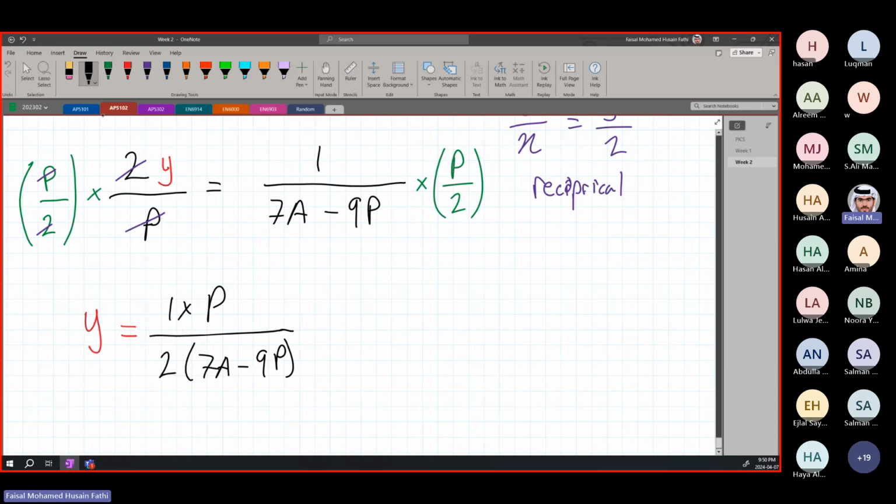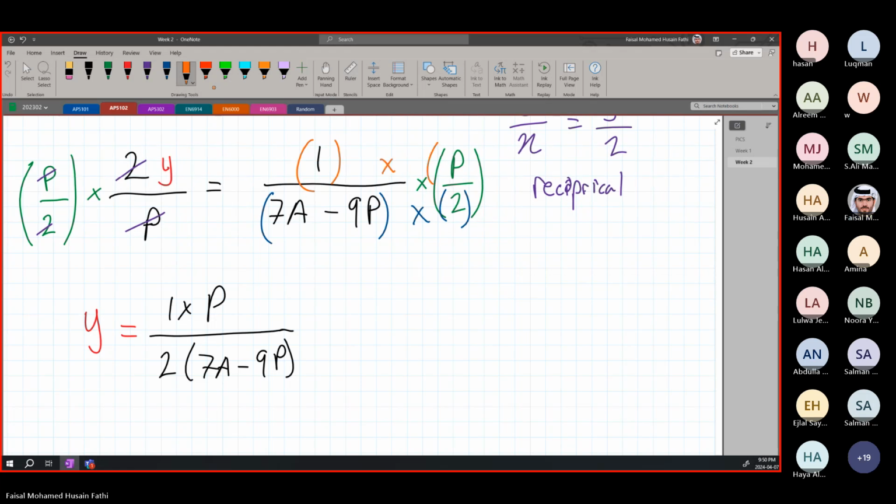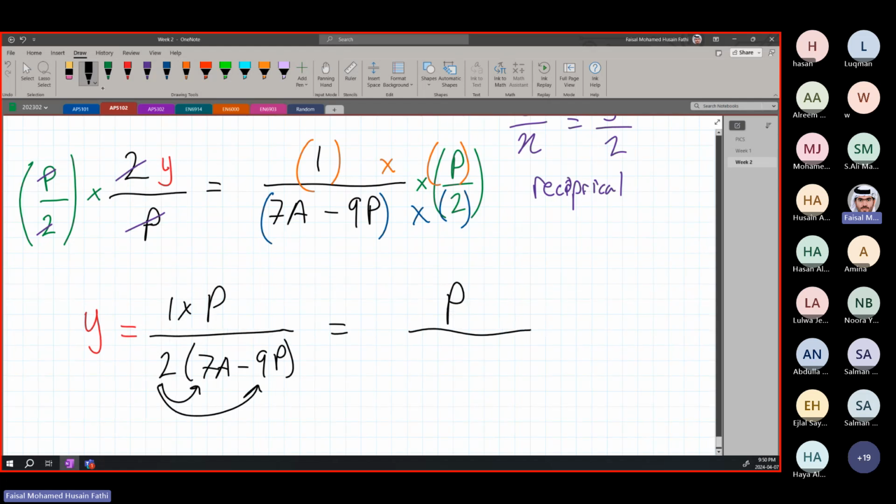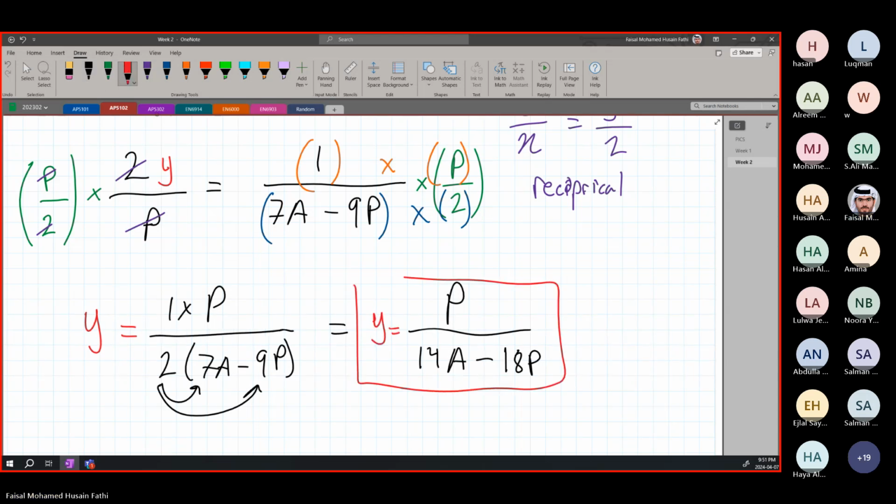What did I do? I just multiplied. This is the same as multiplying the bottom part with the bottom part, this times this, and the top part with the top part, which is this times this. So this is going to be equal to, if I simplify it a bit more, P over, we just distribute the 2 inside. So 2 times 7 is 14A minus, because minus and plus becomes minus, 2 times 9 is 18P. And this is your final answer. Y is equal to this.